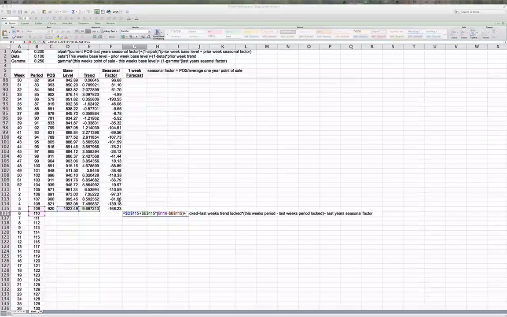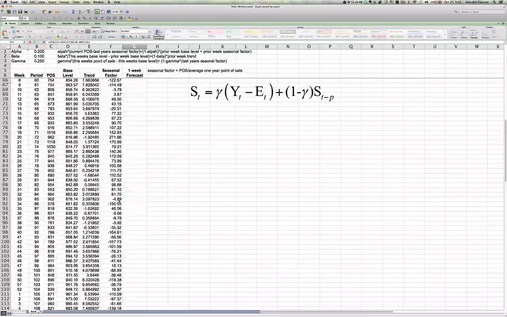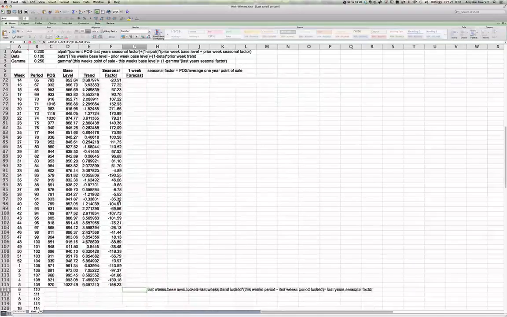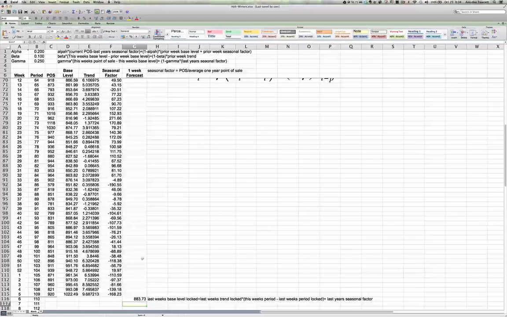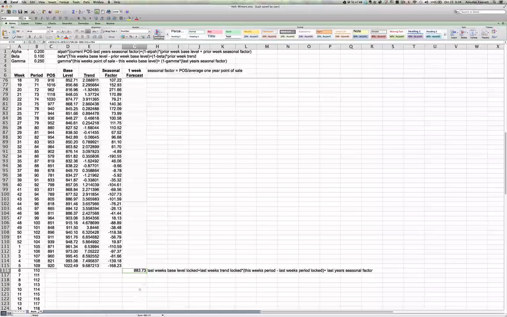So let me scroll up a little bit to find week 6 of year 2. You see the associated seasonal factor estimate was negative 148.5. So now you see this is my forecast for week 6 in year 3. This is an actual out of sample forecast. Now I can drag down this formula.